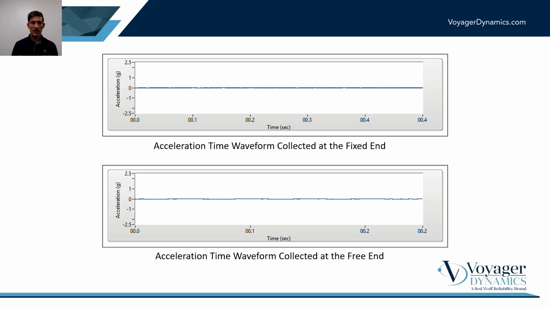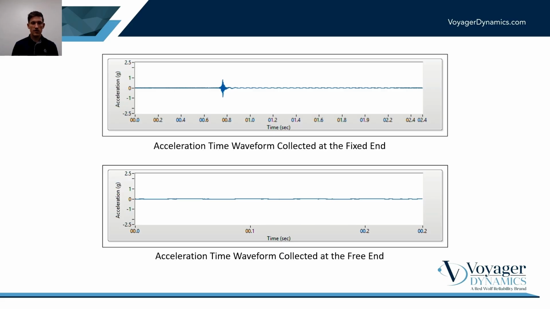If we look at the same time waveforms for our accelerometer, we'll talk about the difference as well. So first we're going to look at the acceleration time waveform collected at the fixed end of the beam. So you can see when the beam was disturbed from rest, you get a very small change in acceleration with a very, very small ring down event as the beam vibrated at its first natural frequency.